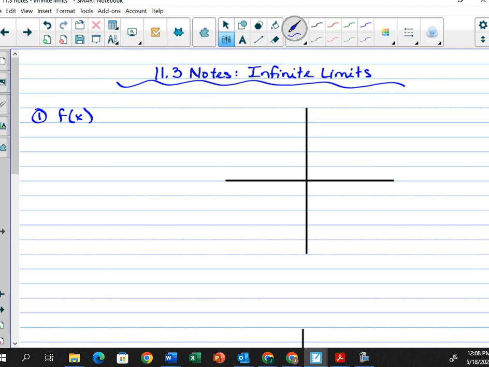All right, so I'm going to give you the function 1 over x minus 3. What do you have against 1 over x minus 3? Yeah, I don't like 1 over x. Don't like any fractions at all, pretty much. So we're going to start by evaluating the limit of f of x as x approaches 3 from the left.